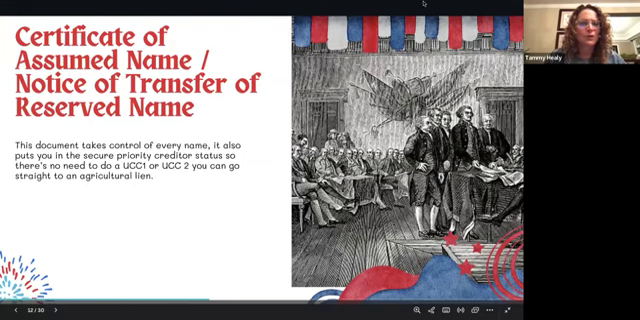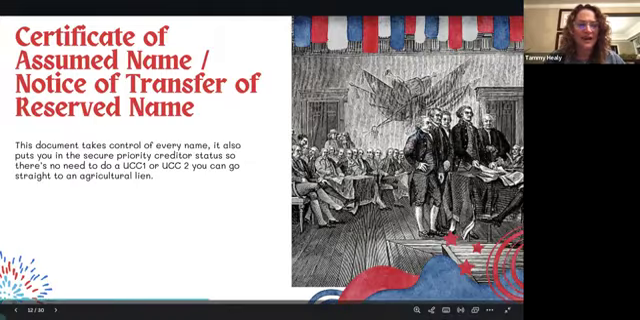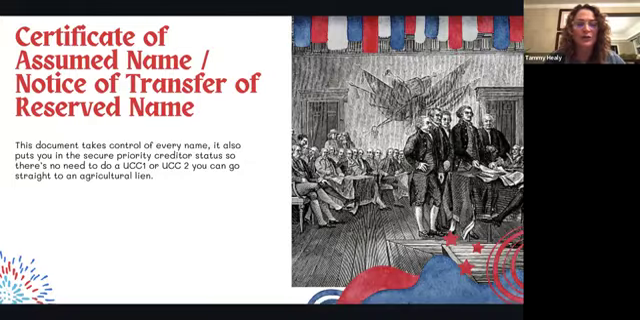All right. Let's move on to certificate of assumed names, notice of transfer of reserved name. All right, this document takes control of every name. It also puts you in the secure priority creditor status. So there's no need to do a UCC1 or UCC2. And those of us who aren't familiar with these processes, these were older processes when they were trying to nail down the right paperwork. Basically, this document, the certificate of assumed name, replaces that. You can go straight to an agricultural lien.